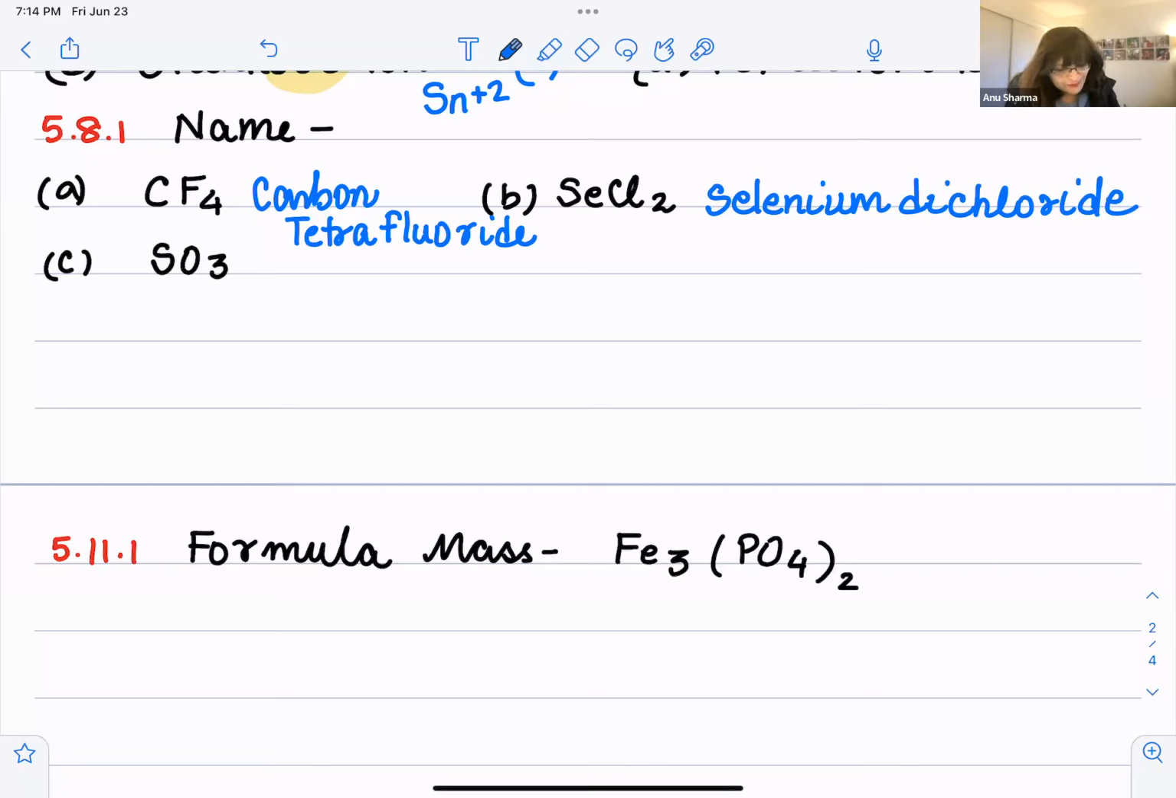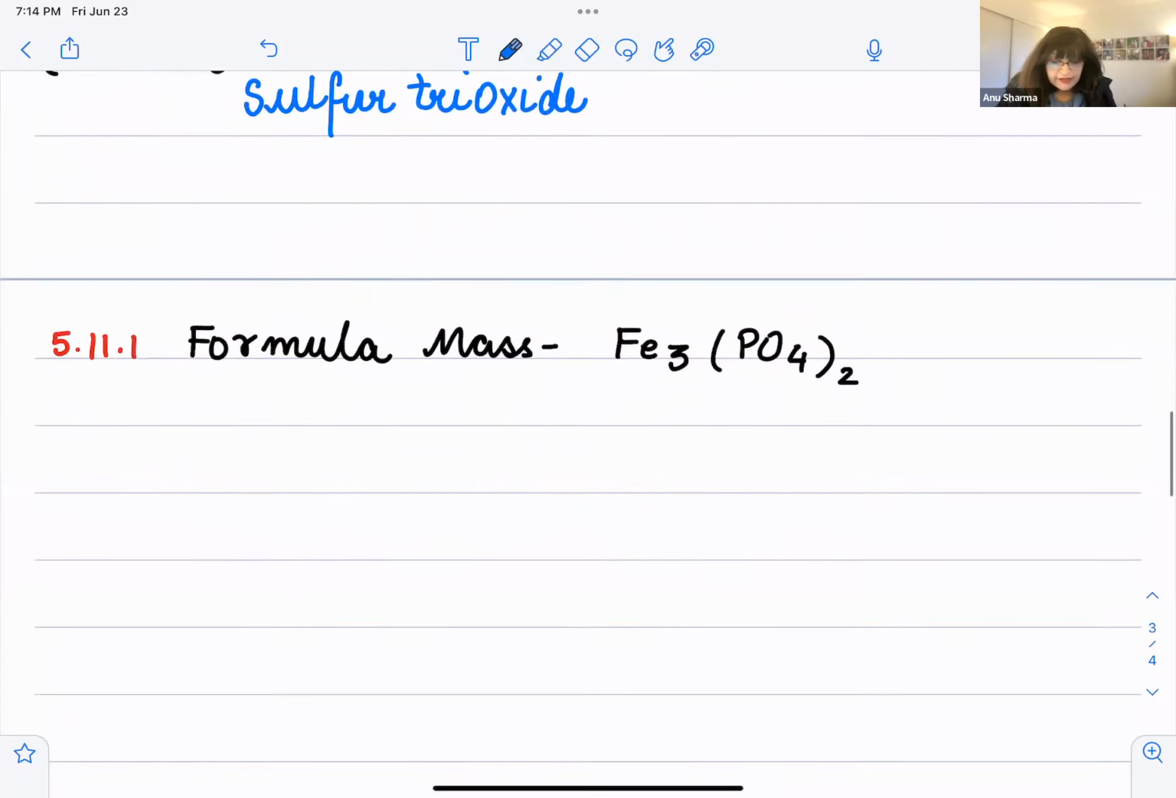I just want to make sure that selenium is a non-metal. Looking at the chart, it's near astatine, which is a metalloid, so selenium is okay. And then comes sulfur. 3 oxygens are there, so trioxide. This is the terminology for the non-metals: di, tri, tetra.